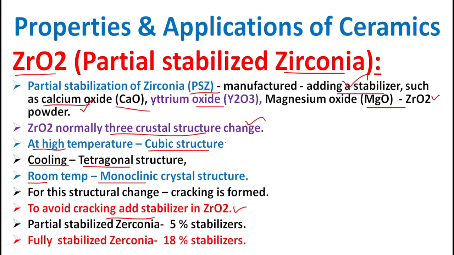Partially stabilized zirconia means adding only 5% of stabilizer. Fully stabilized zirconia means adding 18% of stabilizer. Calcium oxide, yttrium oxide and magnesium oxide are the stabilizers used in zirconium oxide powder production. Mainly there are three structural changes: cubic, tetragonal and monoclinic structure. These structural changes lead to cracking in the material, so if we add the stabilizer, we can avoid the cracking in the zirconium oxide material.